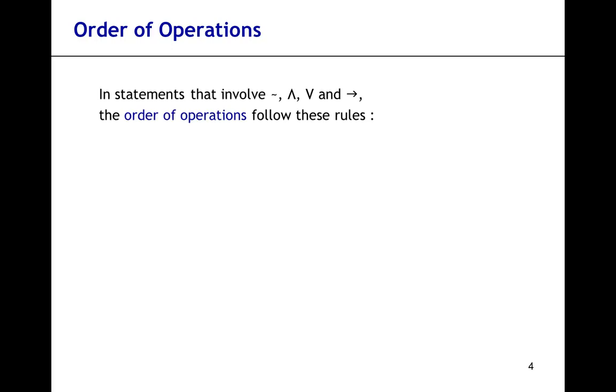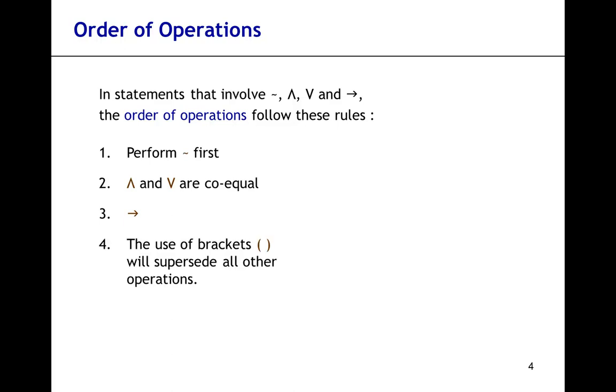Before we proceed to construct the truth tables for statements involving conditionals, it is crucial to note the order of operation in relation to all the other operators we have learned so far. Always do not first. Next comes and, or. Then comes the conditionals. As usual, brackets will override all the other operators.